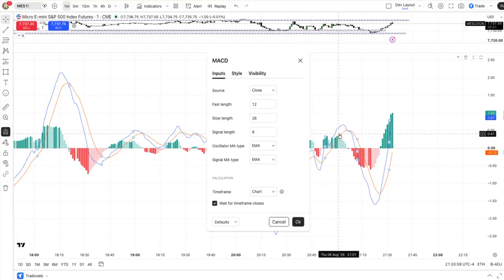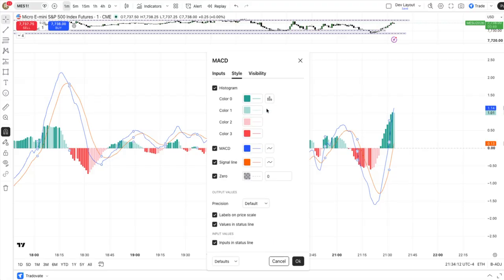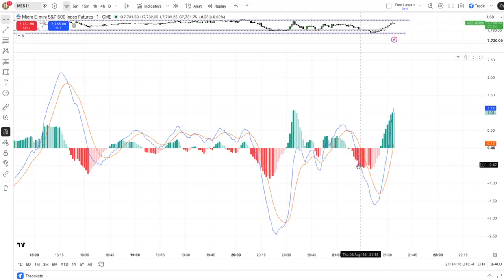So if you click on that, it shows you what the inputs are. I have not changed anything. This is the default. There is the moving average. This one you see, that's the EMA, and you can see the styles. What you see here, these are the histograms.